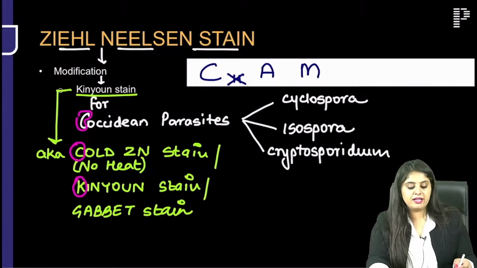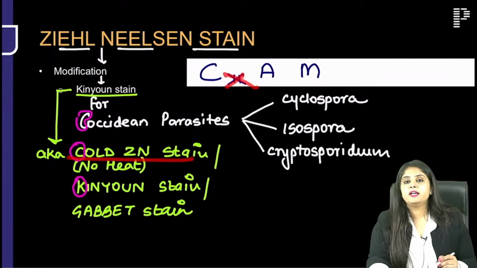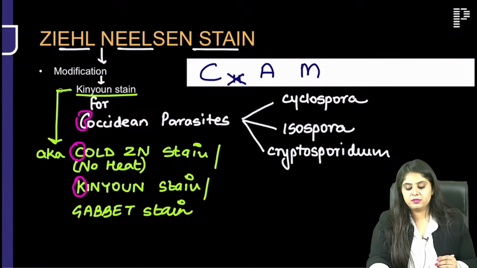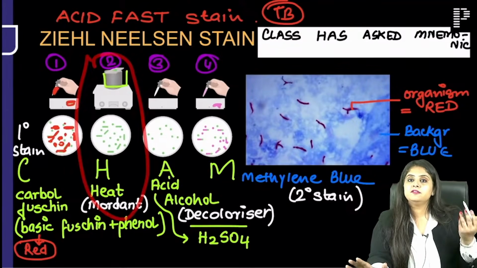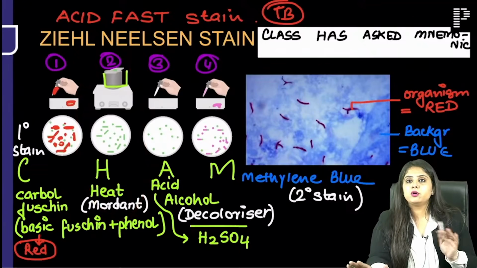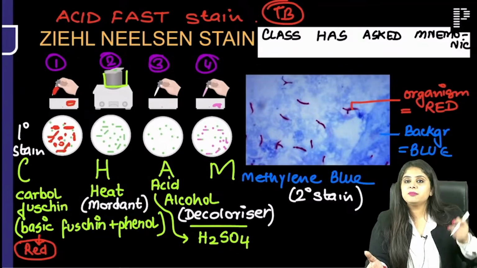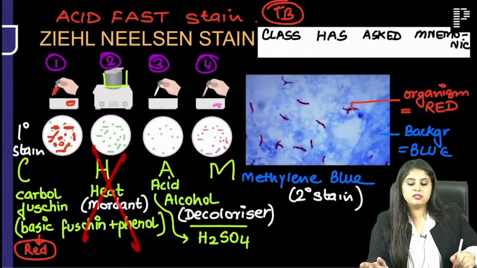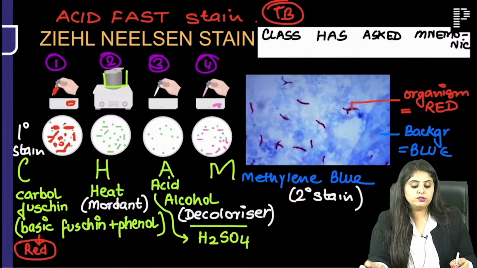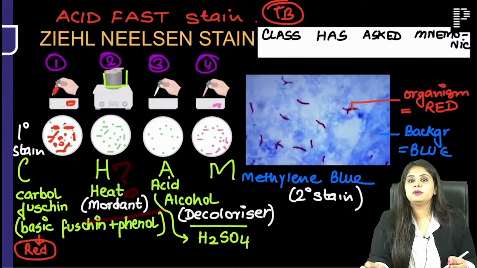Have you all understood why I called it cold? Which is the step that I have removed? I have removed heating. And now do you think there is a problem? Because what was the purpose of heating? Was I just heating for the fun of it? No. Heating was being done as a mordant, a fixer. If you are not heating, then who is going to replace it? Someone will have to come and become the fixer.